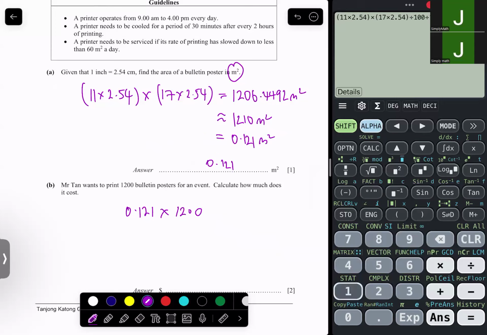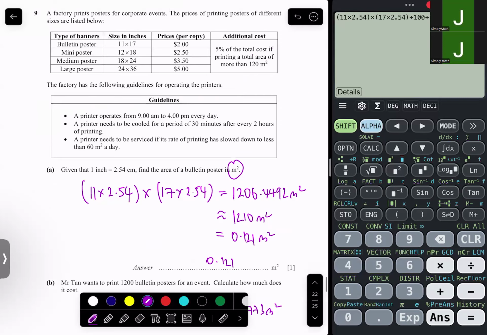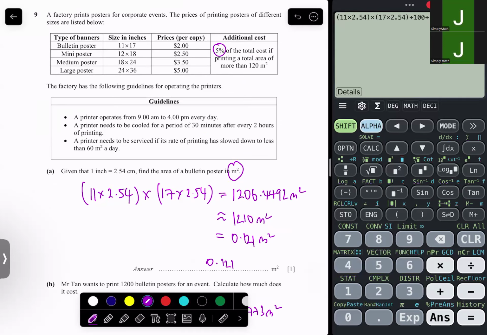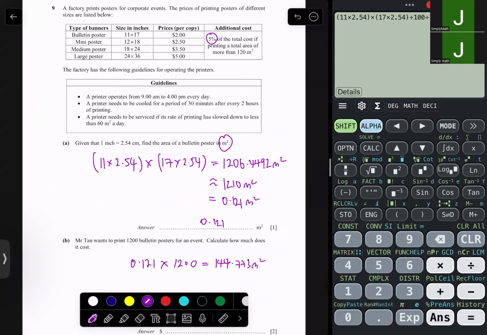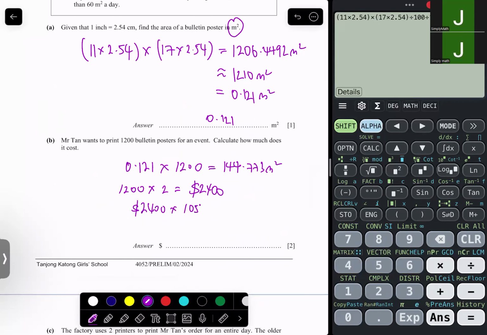Okay, if the printing is more than 120, this is more than 120. So 1,200 copies multiplied by 2, so that's $2,400. Then $2,400 multiplied by 105%. Okay, so equals to 2,400 multiplied by 1.05, $2,520.